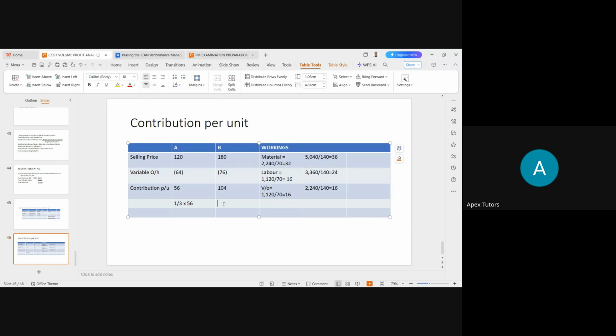For B, it will be 2 divided by 3 multiplied by 104. So what would be the weighted contribution per unit for both products? You add the results for both products.